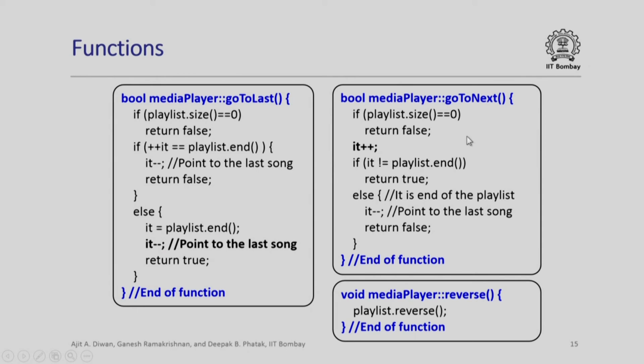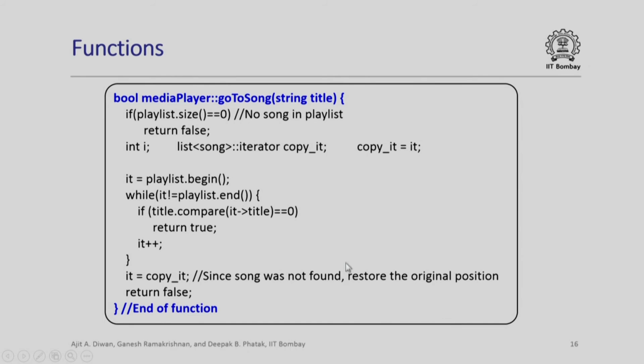Exactly the same thing is done when I say go to next. All similar checks are made, and if IT is not equal to playlist dot end, then it will return true. That means I have gone to the next, otherwise it will return false. Reverse is very simple. Playlist dot reverse is a single call which will reverse the entire playlist that I have. Next, let us look at the implementation of go to song.